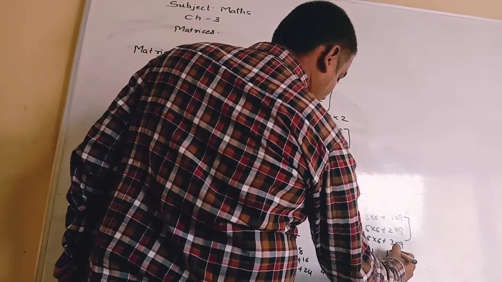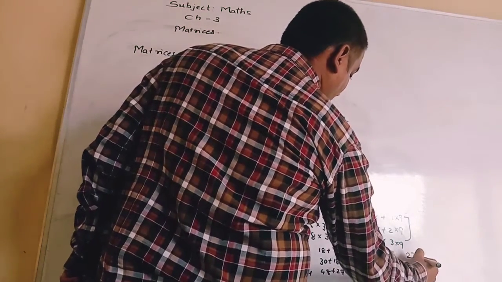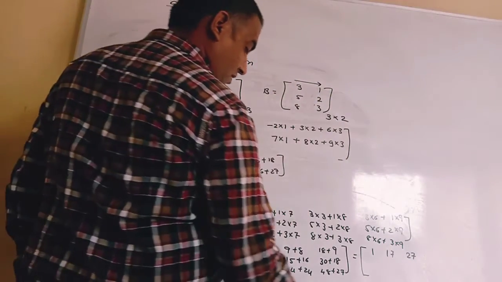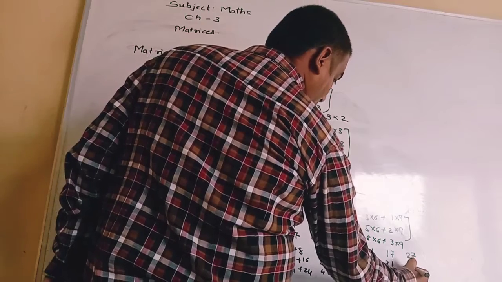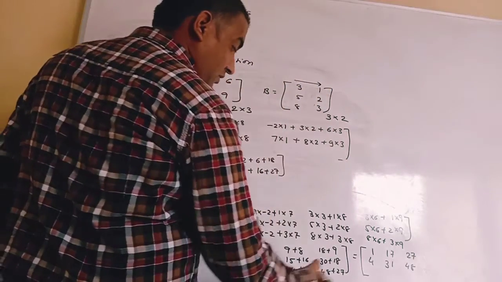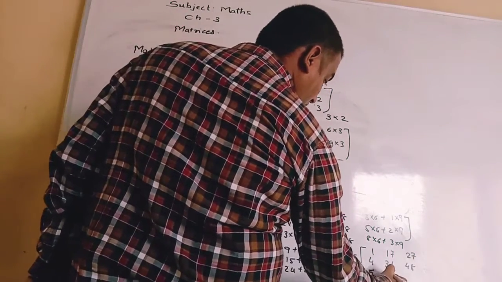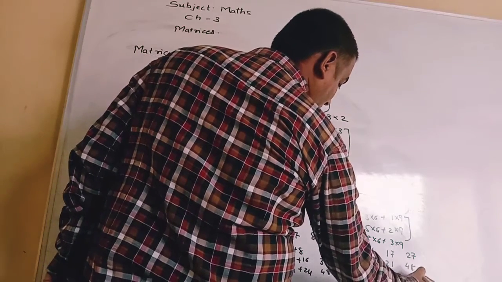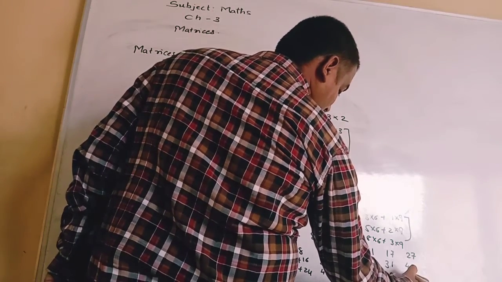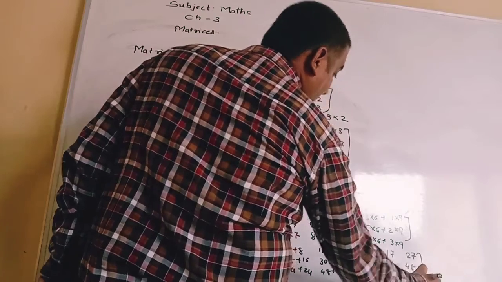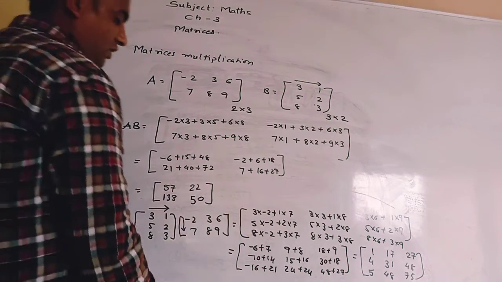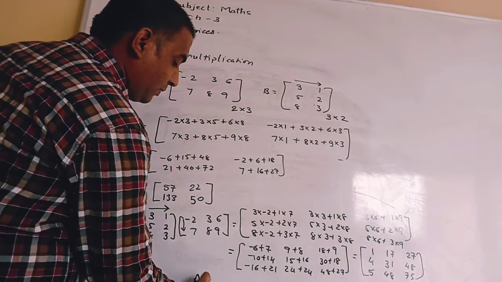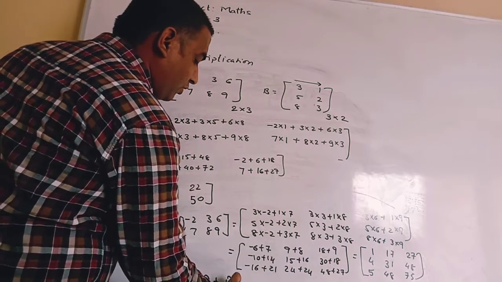1, 17, 27, 4, 31 and 48, 5, 48, 15 carry 1, 75. So we can see that AB and BA answers are different. So matrix multiplication is not commutative.